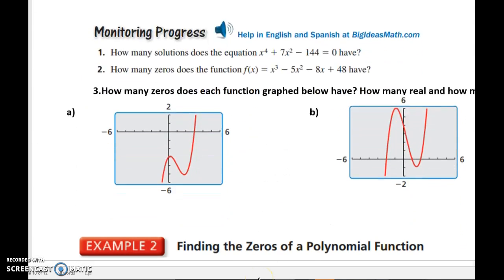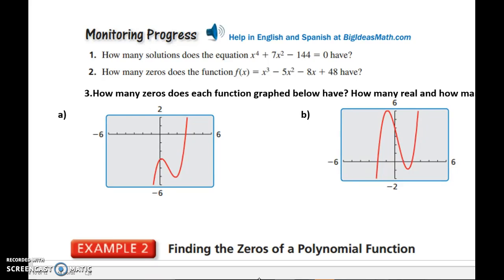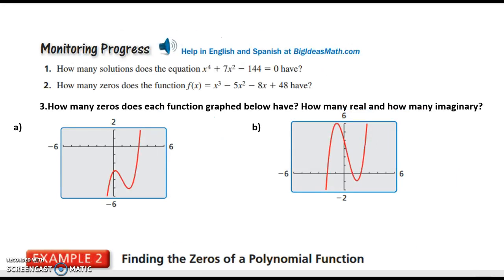Now I'd like you to try the monitoring progress 1 to 3. In the first 2, you're just looking for the highest degree. And 3a and b, both of them will be cubic. So how many real solutions will you have? How many imaginary? Just remember that the imaginary solutions come in pairs. So you'll either have 0, 2, 4, 6, etc.